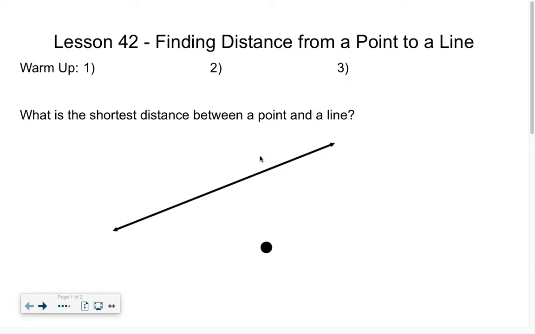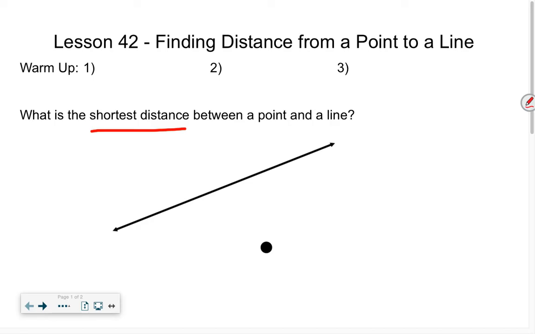42 is kind of an interesting lesson. Here we're finding the distance from a point to a line. It's not a typical geometry topic that you would think of when it comes to your polygons and perimeters and area and all that good stuff. But it's just a general concept: what would the distance be between a point and a line? And even better yet, what would be the shortest distance between a point and a line? So that's what we're taking a look at today.